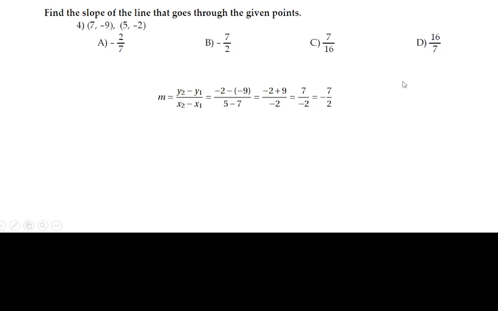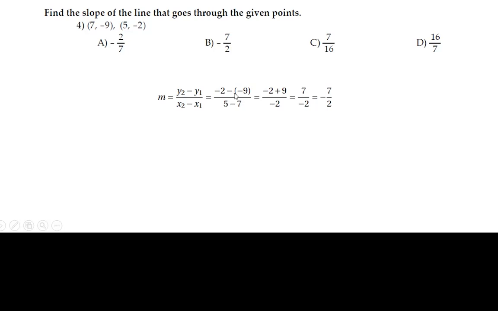Number 4, we want to find the slope of the line that goes through the given points, and the given points are (7, -9) and (5, -2). (7, -9) would be our x1, y1. (5, -2) would be our x2, y2. And the slope formula is y2 minus y1 over x2 minus x1.